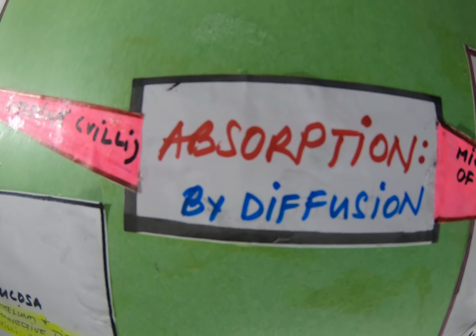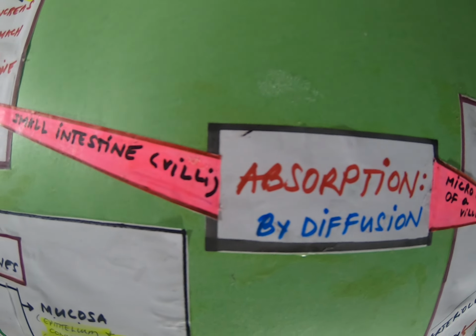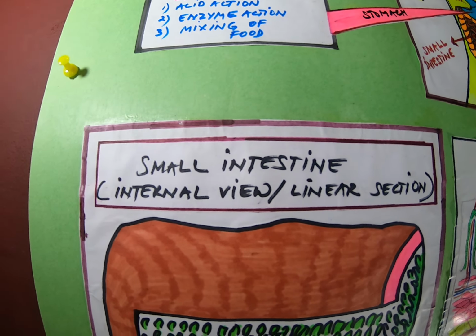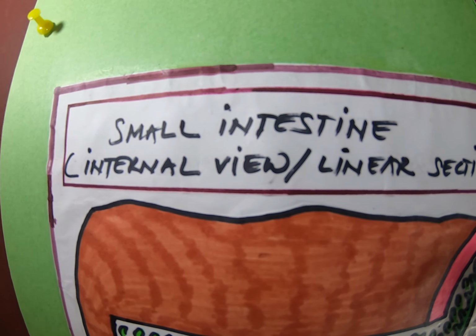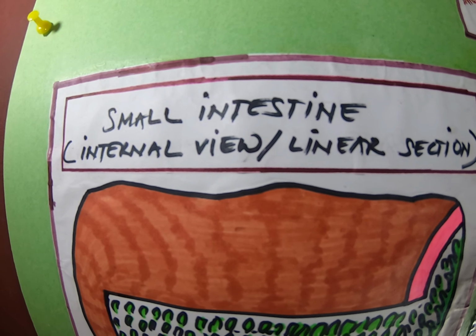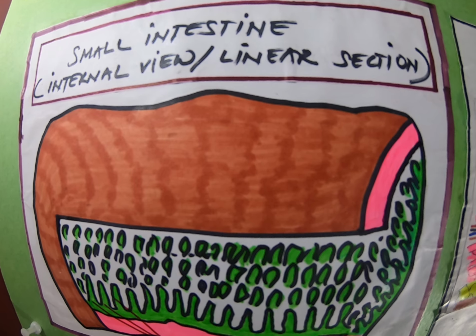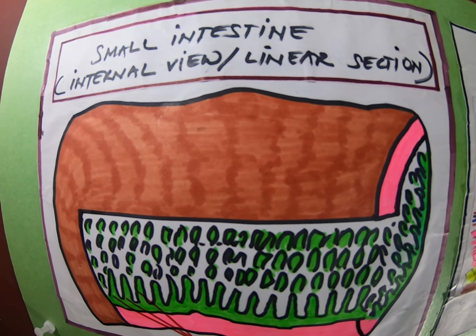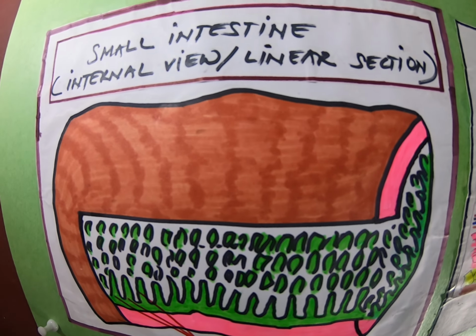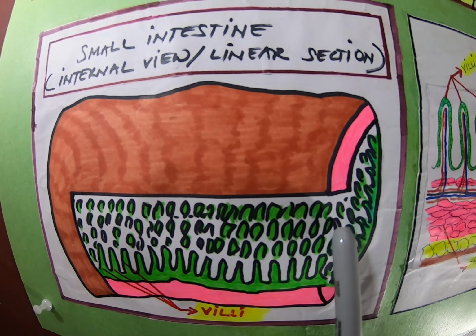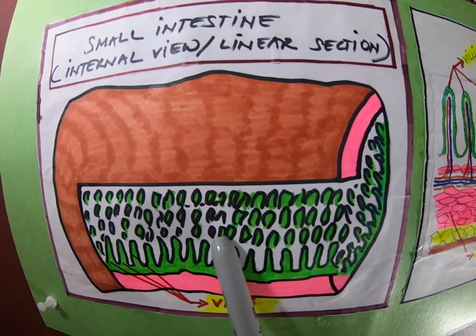will happen. Before anything else, let's discuss a little bit further about this small intestine. Here we have to see the inside portion of our small intestine, inside the lumen. We have a linear section in here, and there's a side view. As you see, the small intestine is open, and you see lots of villi. These are the absorptive units.